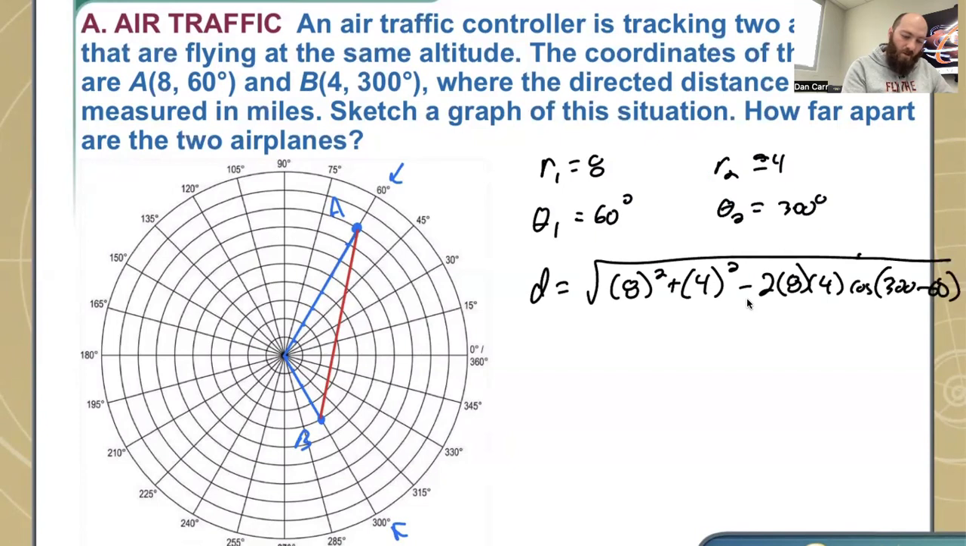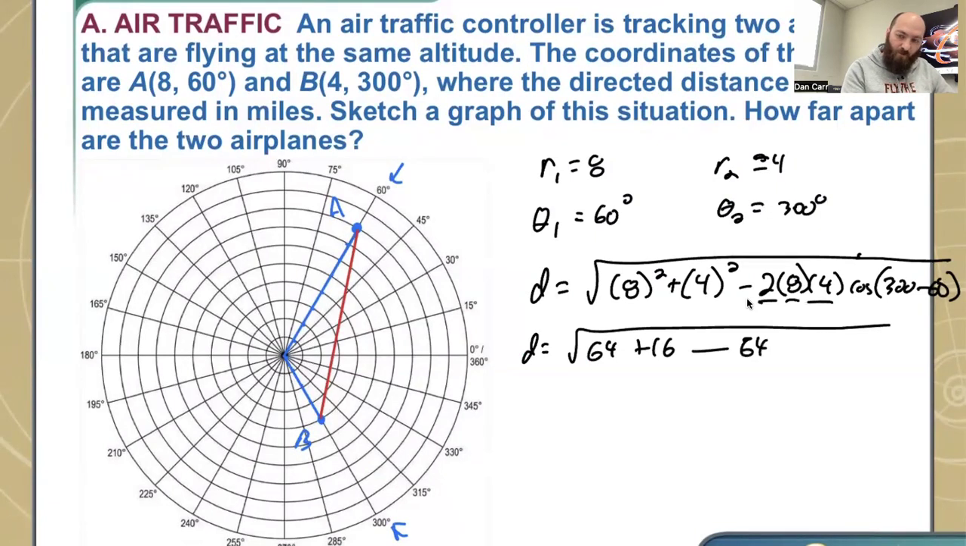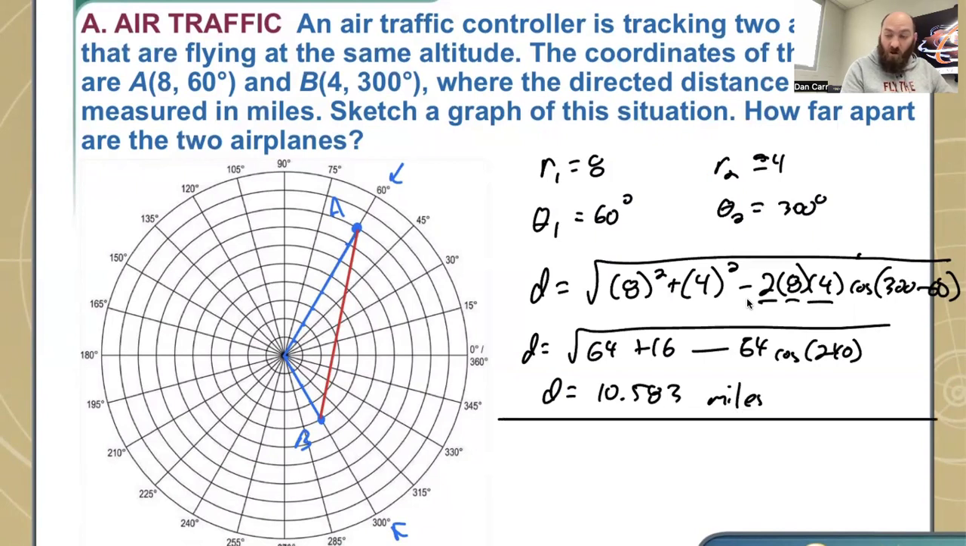So the distance is equal to the square root of 64 plus 16 minus, we got 2 times 8 times 4, which is going to give me 64, times the cosine of 240. So if I do that, I'm going to get about 10.583 miles here. But we can still do this with our officially law of cosines, because this angle here is definitely not 240 degrees. So how does this work out this way?